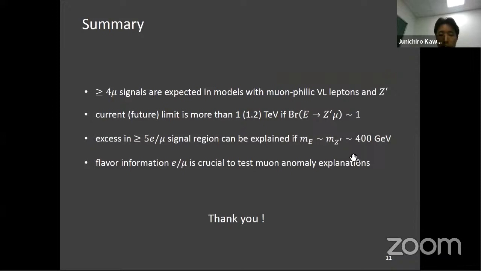But I should note that the flavor information is very important, and our model basically only explains the muons. So to test this kind of muon anomaly explanation, the flavor information is very important. It would be nice to know whether these signals contain the electron or muon. Okay, so that's all. Thank you for your attention.